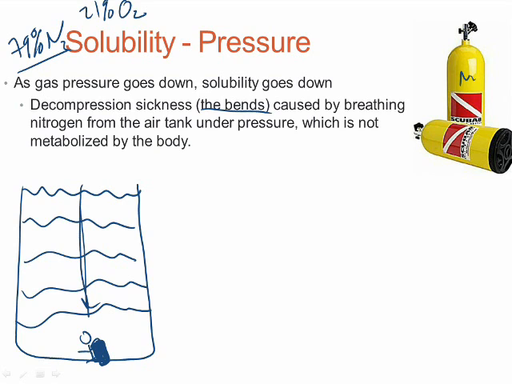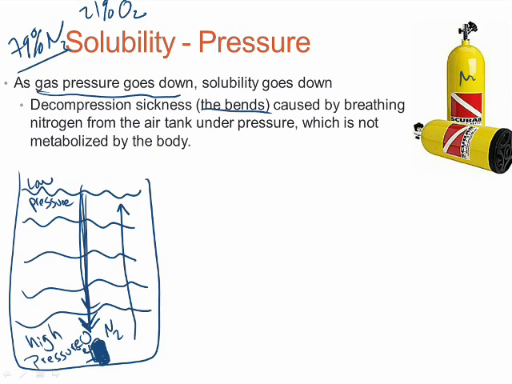So we have mostly nitrogen in here. Now as we go down, the more pressure, nitrogen will become soluble. So as pressure goes up, solubility goes up. We're going to have a lot of nitrogen in our bodies because we're under a lot of pressure here. We have high pressure at the bottom here. So the nitrogen from the air tank will be much more soluble. Our blood will contain a lot more nitrogen than it's really used to. But the problem is rising.